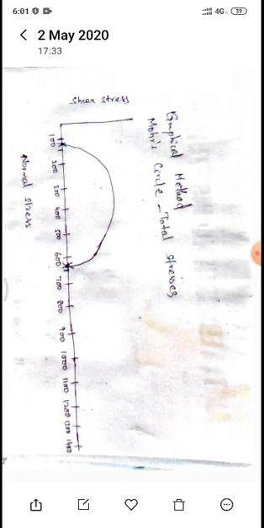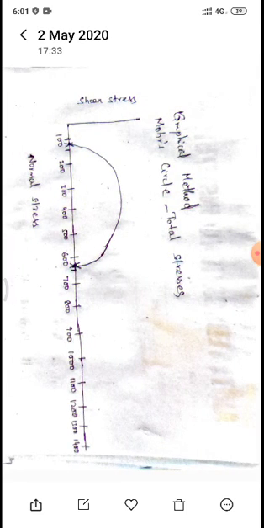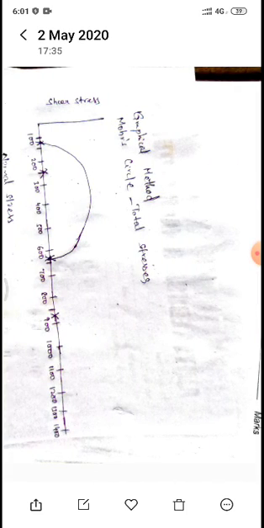Then for the second sample you need to indicate the values. For the second sample the values are 250 and 870. I have marked again 250 and 870. You need to mark them on the x-axis, where 250 is sigma 3 and 870 is sigma 1.